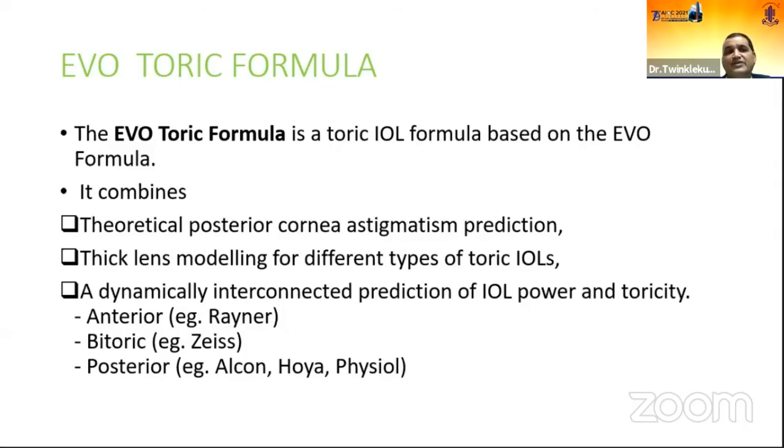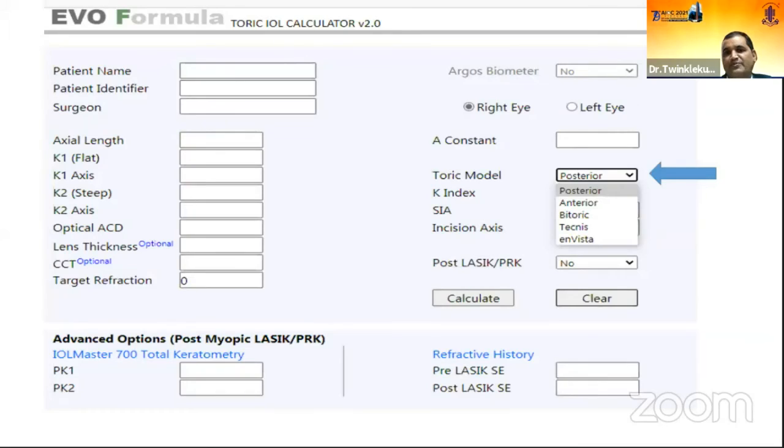A very good part in EVO is the toric formula. This is the only toric formula which has a thick lens modeling for the different types of toric lenses. And this is a theoretical posterior corneal astigmatism prediction, so it is not a measured one. Another important part is the dynamically interconnected prediction of the IOL power and toricity by the anterior toric, bitoric lenses or the posterior toric lenses. So this formula gives the option of which kind of toric lens you are incorporating, and that gives us a more precise reading for the toric power calculations.